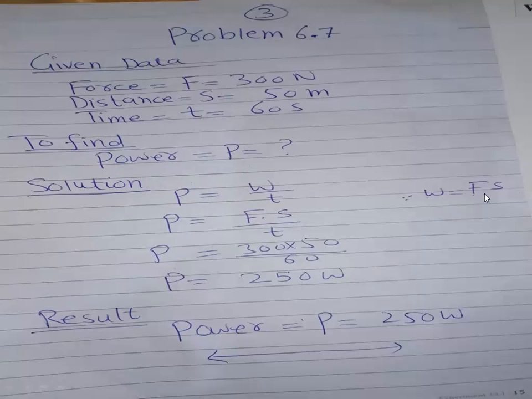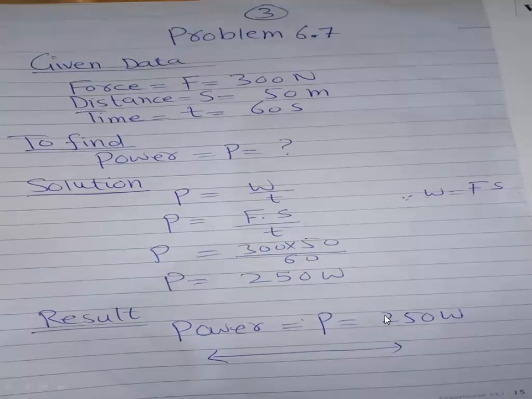And you know W is equal to Fs. As we discussed, the formula for work done is W is equal to Fs. So I replace W with Fs, Fs divided by T. Just putting the values. Force is 300, distance is 50, and time is 60. Just plug in the values which are given to you and then solve this. 300 multiplied by 50 divided by 60. You will get 250 watt. The result: power is equal to 250 watt.